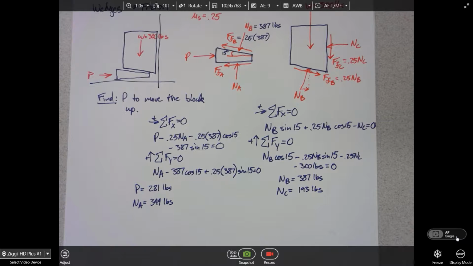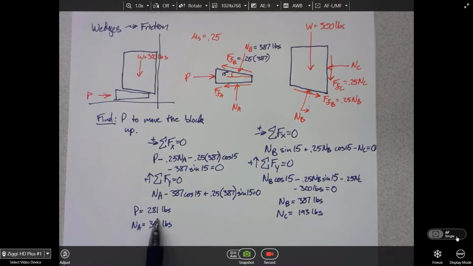Okay. So why do we use a wedge? Because it's cool. I don't know. Because it sounds cool to say a wedge. It might be useful, it depends on the situation. How hard did we have to push on this in order to lift 300 pounds? 281, right? So less. This wedge is not super, it's not a huge advantage. It's a little bit of an advantage.